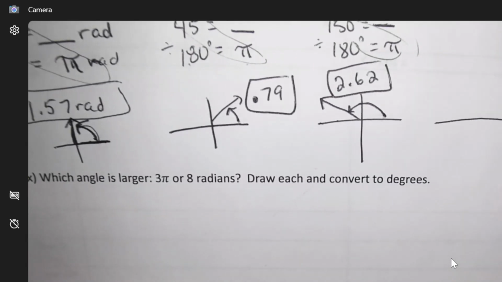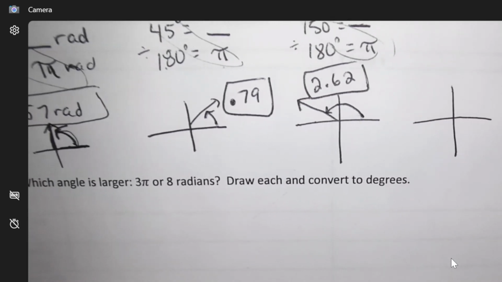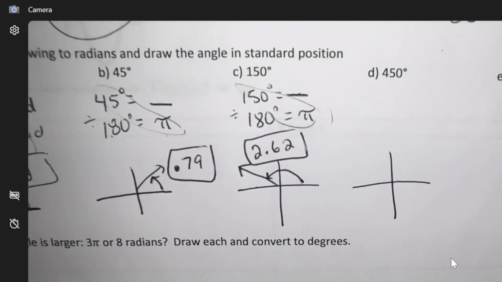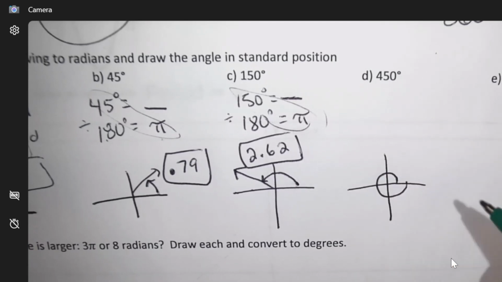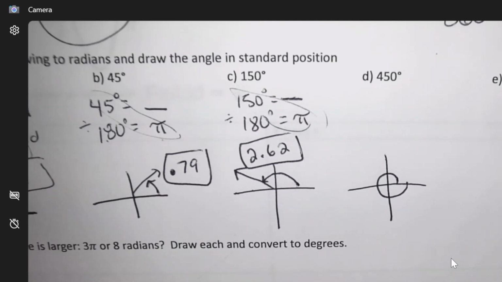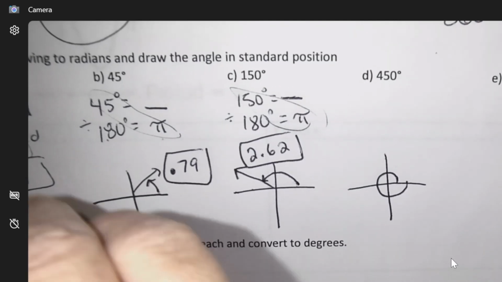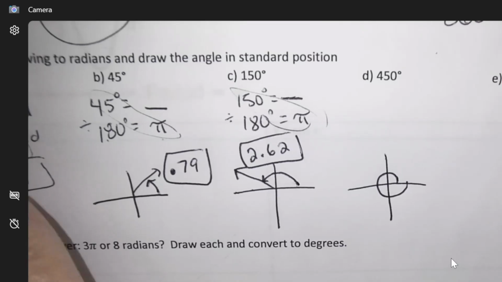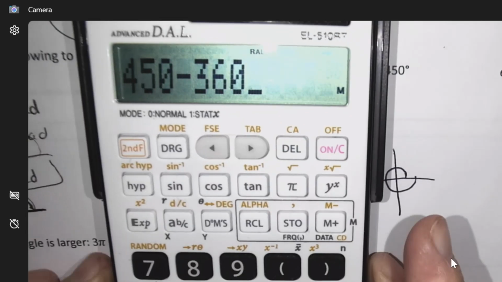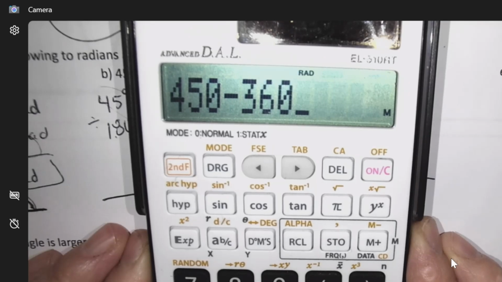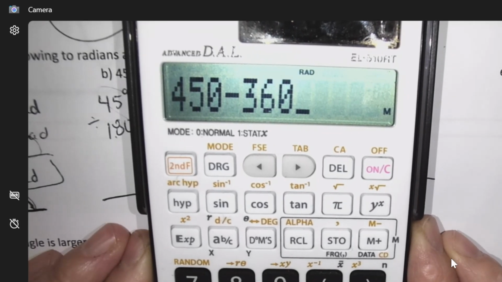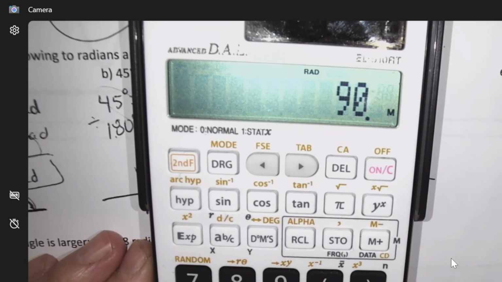Okay. Ooh, 450 degrees. What do you know about that number? Well, you're going to pivot 360. And how much more do you have? So what should you do? You should minus that. How much more do you go past? 90 more.